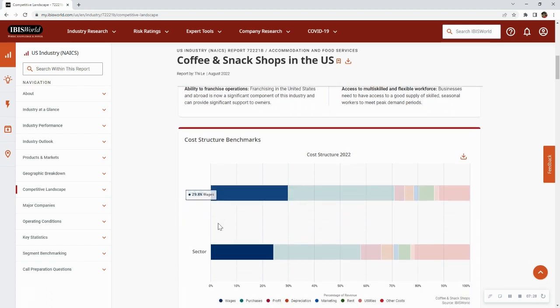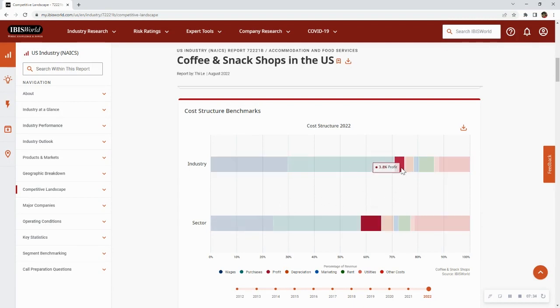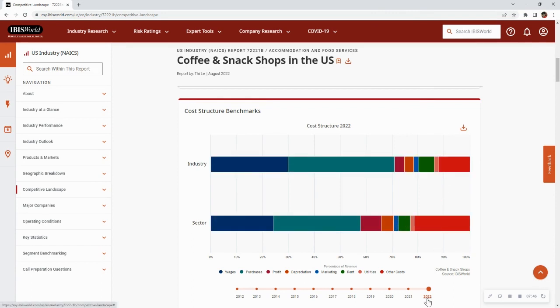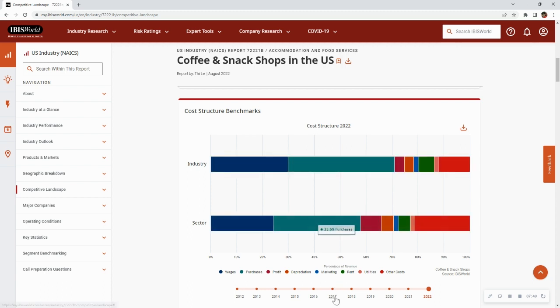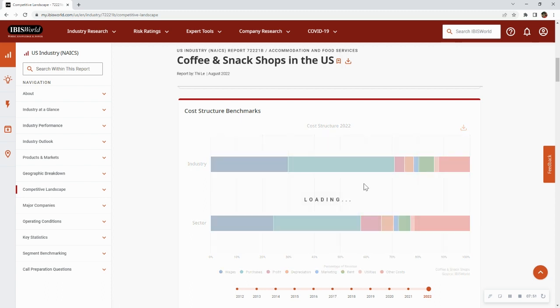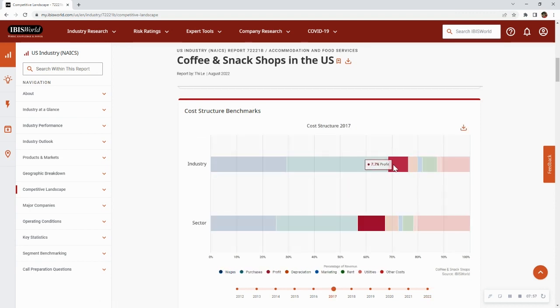The next section I'm very excited to always show audit professionals are the cost structure benchmarks. Now, IBISWorld tracks going back over 10 years, things like profit, purchases, wages, marketing, rent, utilities, how much is spent on each of these areas year by year. So you can see right now in 2022, the profit margins are at 3.8%. But if we go back and look at 2017, we'll be able to immediately take a look at, okay, 6 years ago, where were those profit margins? And you'll see it's 7.7%.